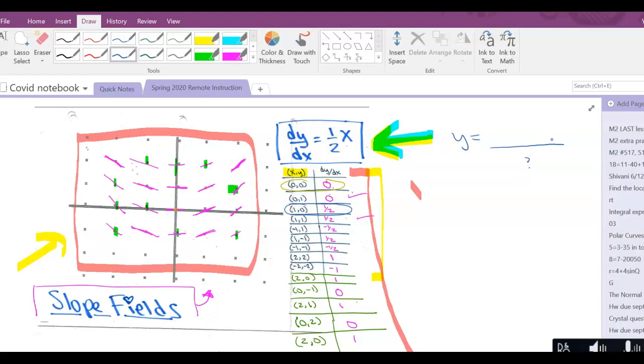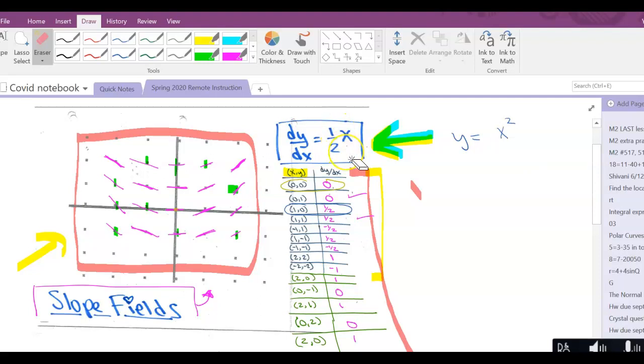Okay, here I go. When I think about what y could be, I'm thinking the derivative of something ends up being 1/2 x to the first. So I'm going to start by doing the power rule in reverse. Maybe it's x squared. Let's think. It's x squared. The derivative of x squared is 2x.